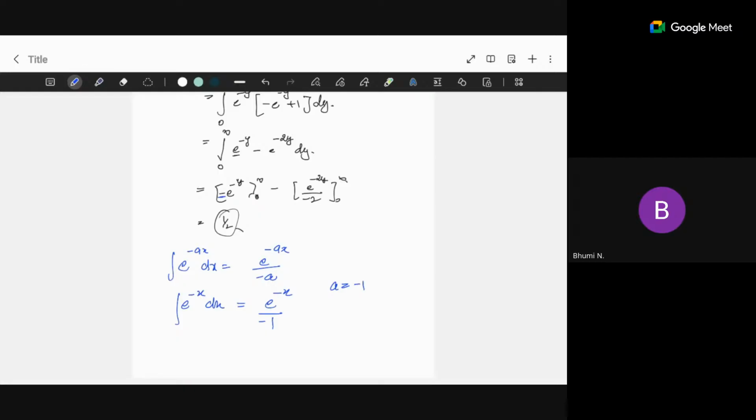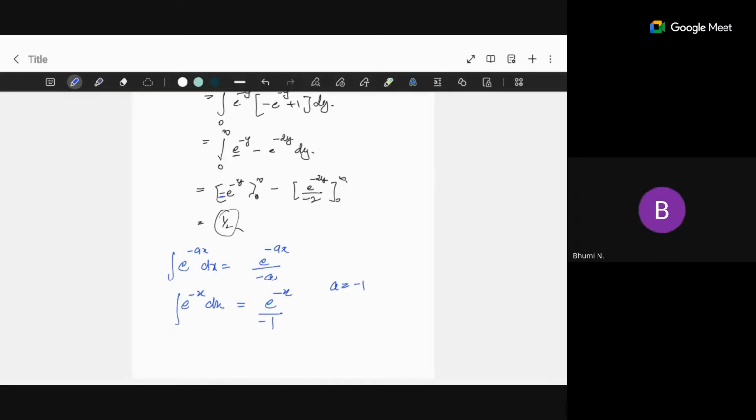Okay, yeah, ma'am. But when we put the limit as 0, since it is from 0 to infinity or 0 to y, when we put 0 in place of x, then e to the power minus 0 will be 1. But the denominator, which is minus 1, how is it getting converted to plus 1? Actually, 0 is the lower limit. So minus minus 1 equals plus 1.